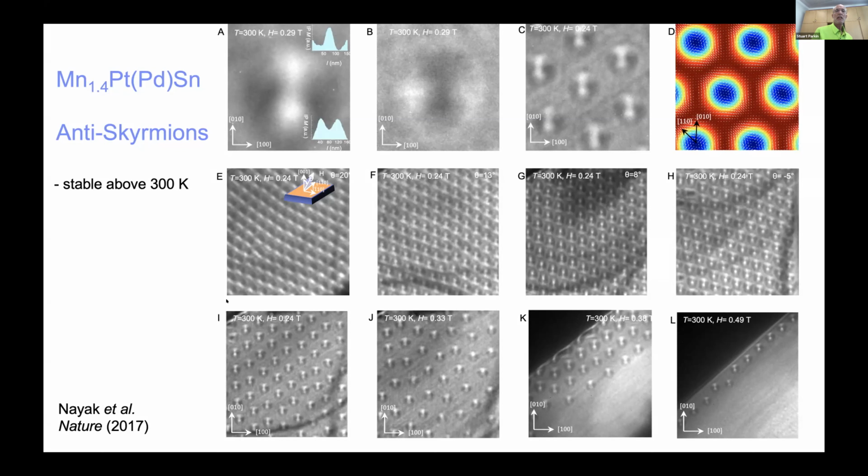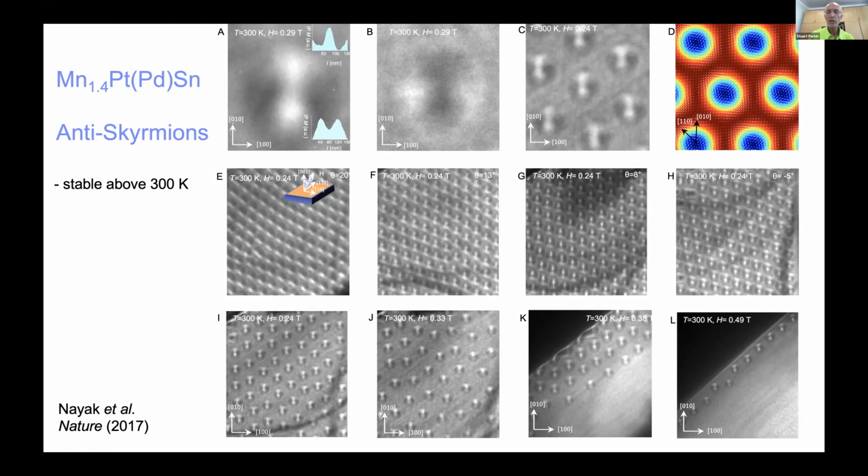So if you look at the top left in A, this is what a single anti-skyrmion looks like in the Lorentz transmission electron micrograph. So it looks just like what we calculated the Lorentz image should look like. And typically, if you look in C, you'll see there's a hexagonal array of these anti-skyrmions. And again, this is commonly observed for skyrmions. And then on the top right, you can see our micromagnetic simulation of what we expect to see.